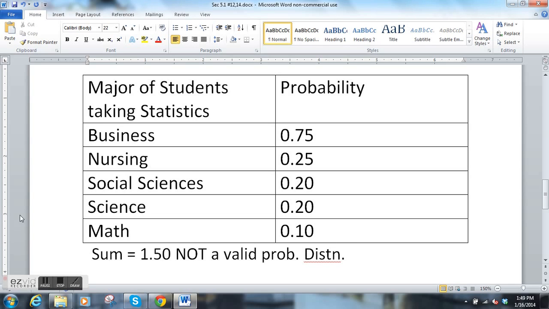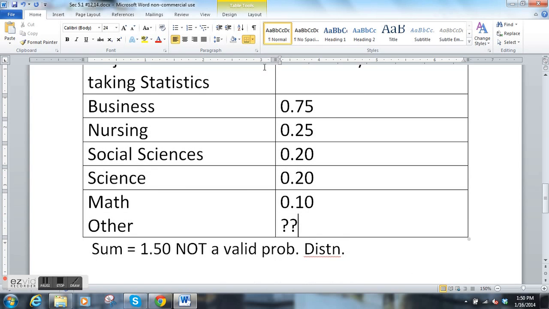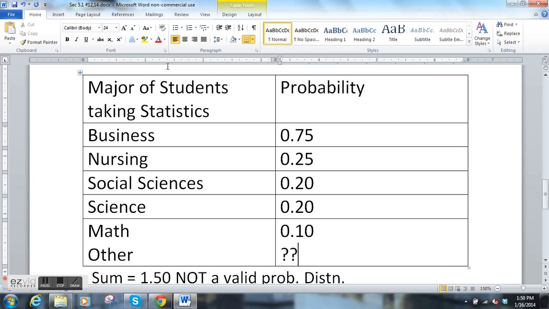You might also argue that they should have some category in here that says other, so that maybe not all of the majors are represented. But again, because they don't add up to 1, you can stop right there and say, no, this is not a valid probability distribution.